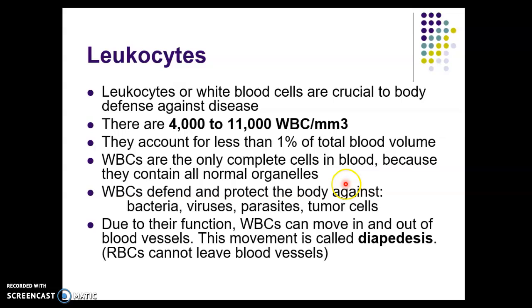White blood cells are the only complete cells, meaning that they contain all normal organelles, unlike red blood cells, as I just mentioned. And something cool about white blood cells is that they can do something called diapedesis. Diapedesis means that they can move through tissues. They can move out of the blood vessels. They can move through different organs. They can move through interstitial space.